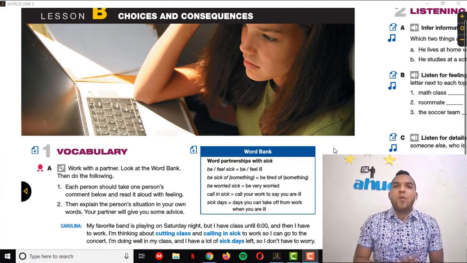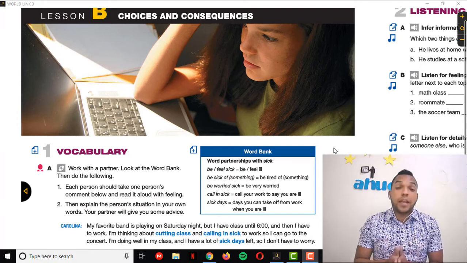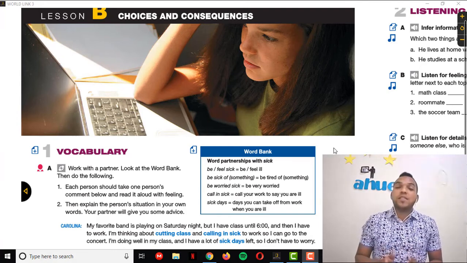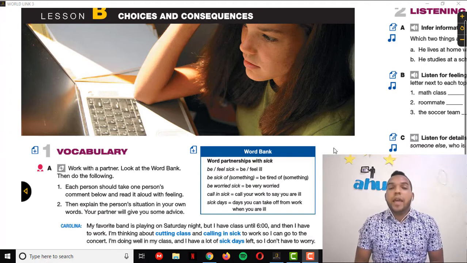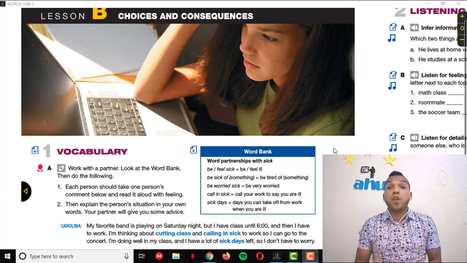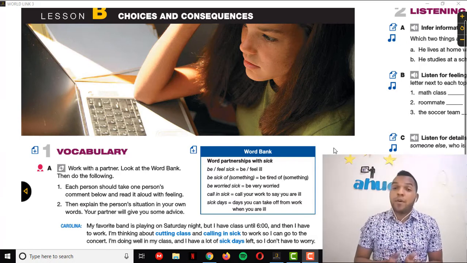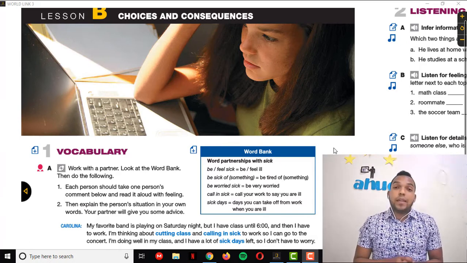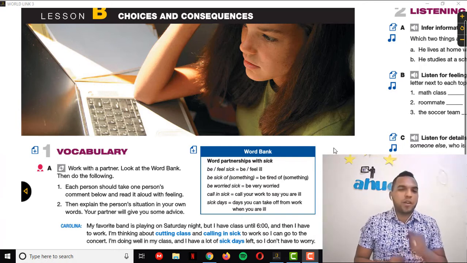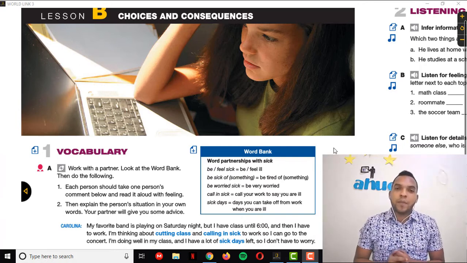Actually today we are going to be studying lesson B. So we're going to be talking about choices and consequences. This is a really good lesson where we are going to be learning also a new grammar. Actually, it is a grammar that is really used, which is the reported speech. So we're going to see later what this is about.